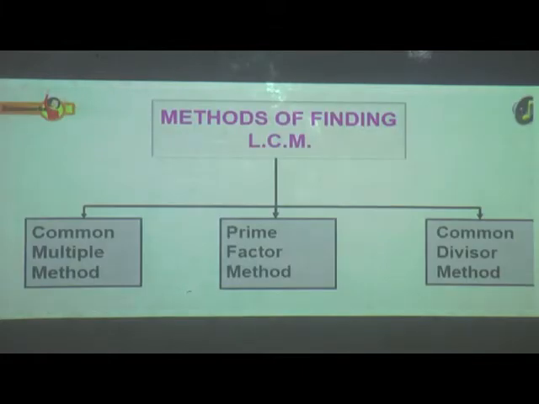Now as we had different methods to find HCF, in the same way we have different methods to find LCM, that is least common multiple. The first method is the common multiple method, then the prime factor method, and then the common divisor method. So let us see one by one in detail.